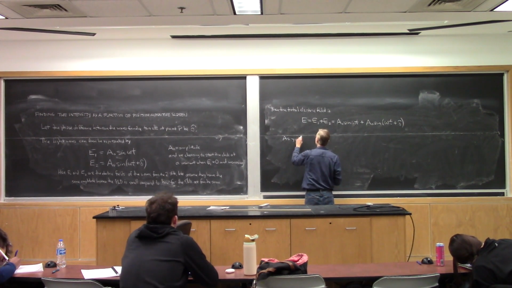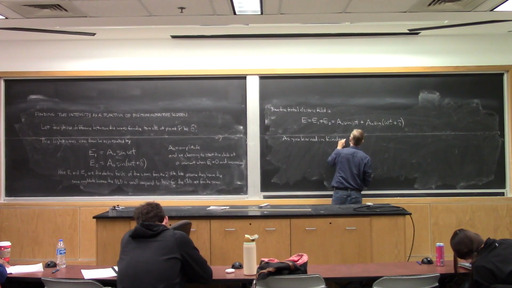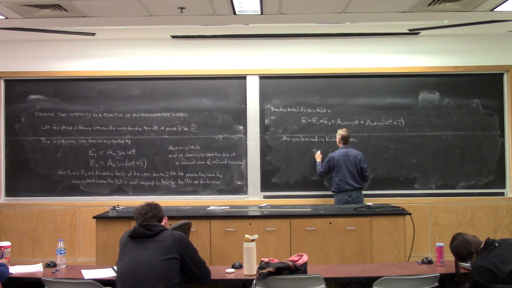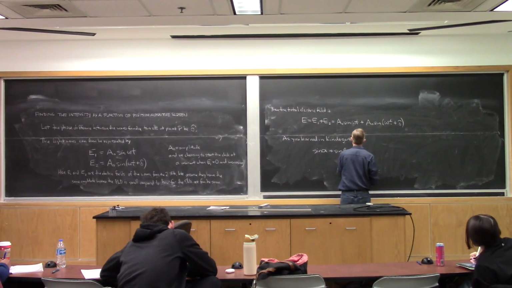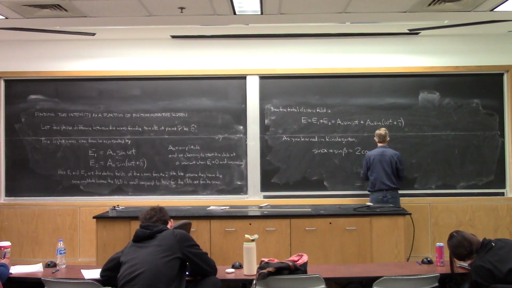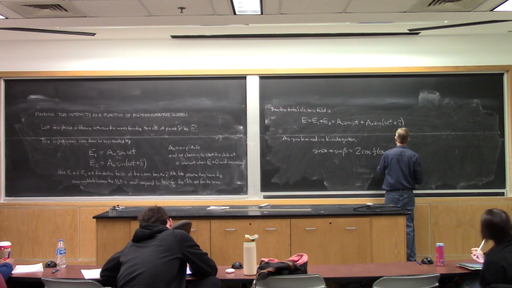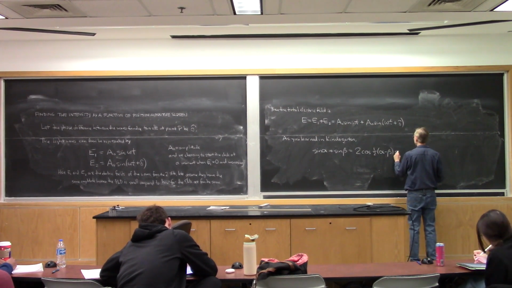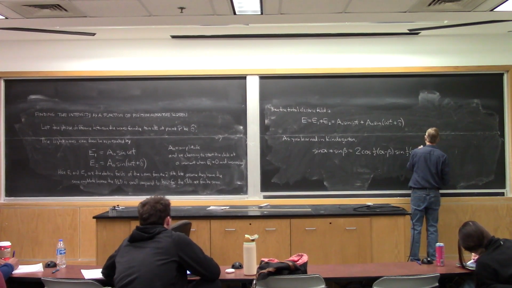As you learned in kindergarten, sine alpha plus sine beta, there's a trig identity that says that that is 2 times the cosine of 1/2 times alpha minus beta times the sine of 1/2 alpha plus beta.